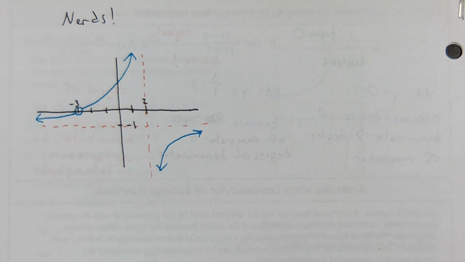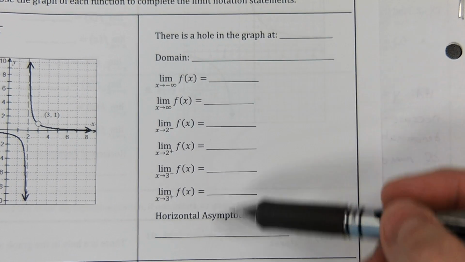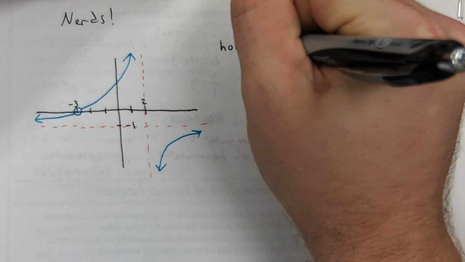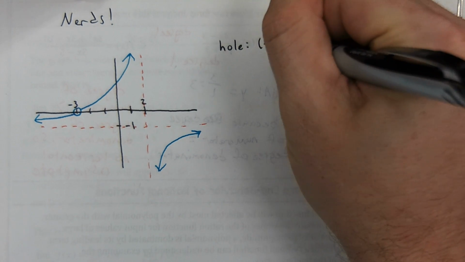Now, what we're going to do is we're just going to describe all the same stuff that was on the homework, where the hole is, the domain, all of these limit notations, and the horizontal asymptotes. We're going to do the exact same thing that I asked you to do in the homework. So first things first is going to be where the hole in this graph is. The hole is the coordinates where the open dot is. So this thing has a hole at negative 3, 0.